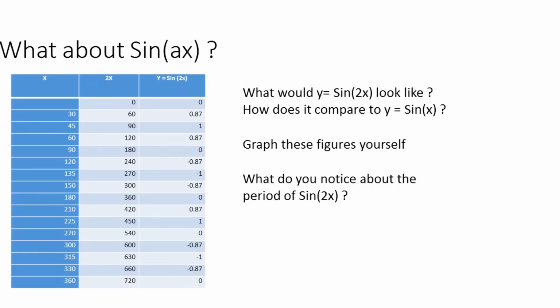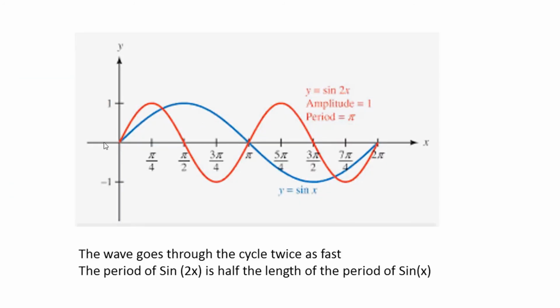So what would y is equal to sine 2x look like, and how does it compare to y is equal to sine x? So here we've plotted out x in the first column, 2x in the second column, and then the y value of sine of 2x. So if x is 45, the sine of 2x is the sine of 90, so it's 1. So when we plot out these figures, the red is y is equal to the sine of 2x, and the blue is y is equal to the sine of x.